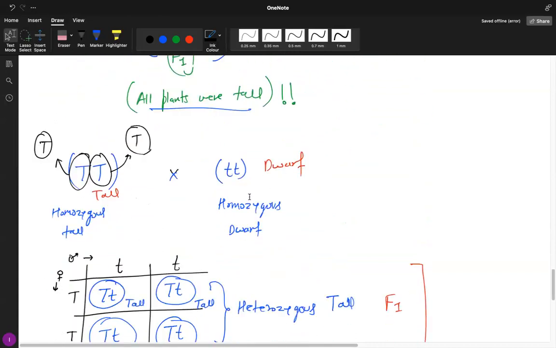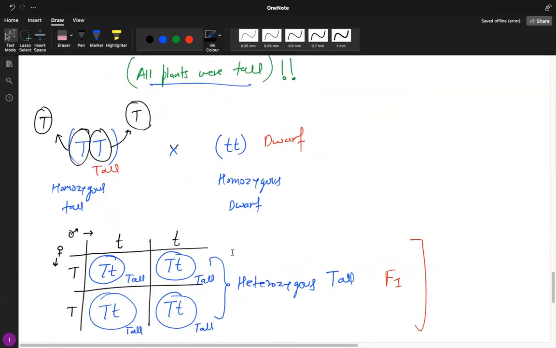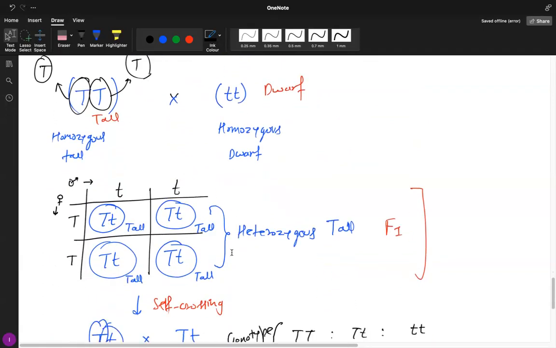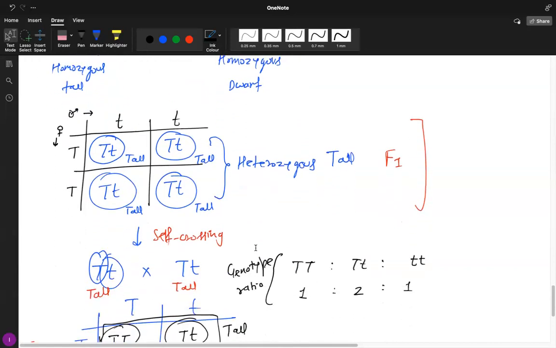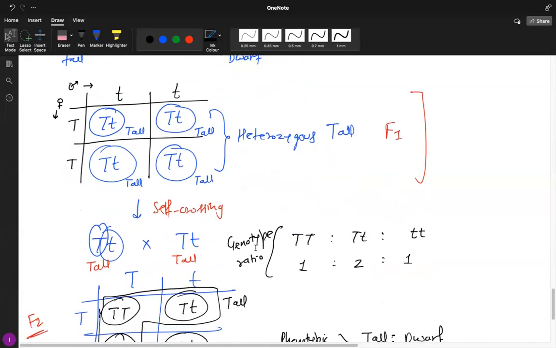So he crossed a tall and a dwarf, and he found that, interestingly, in the first generation all were tall, right? Now, this is not something you would expect when you are doing it for the first time. Mendel was also not expecting it, so maybe he thought he did something wrong and repeated it. And he repeatedly got the same result. This led him to propose the idea of two alleles where one is always expressed in the presence of the other. Does it make sense to you?